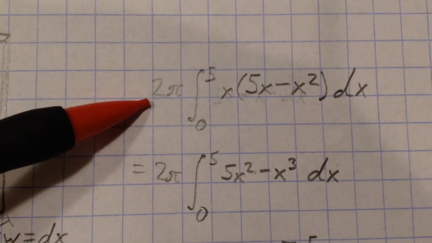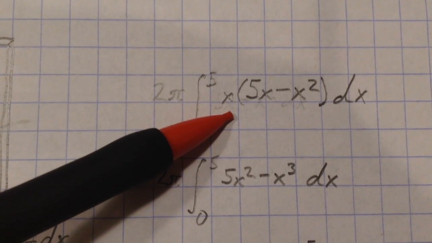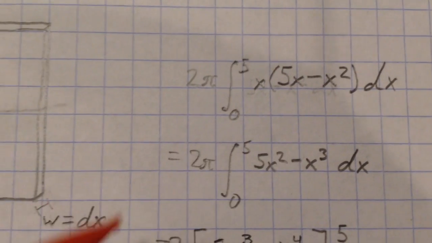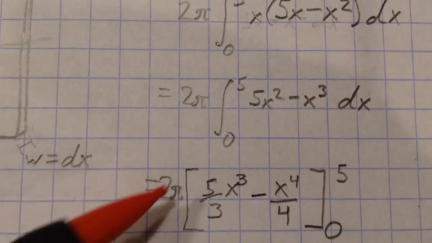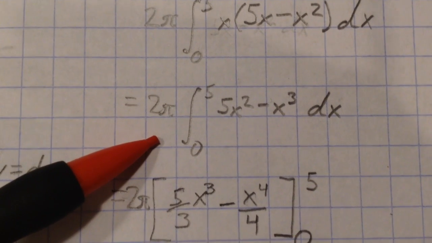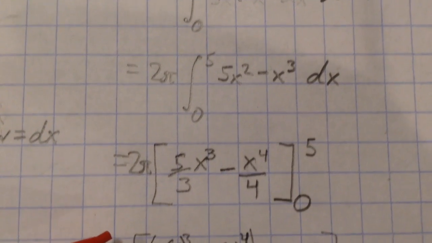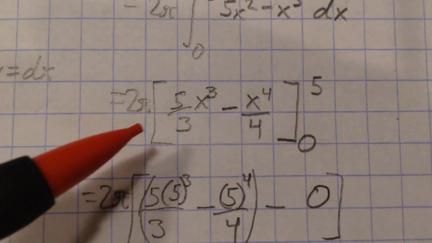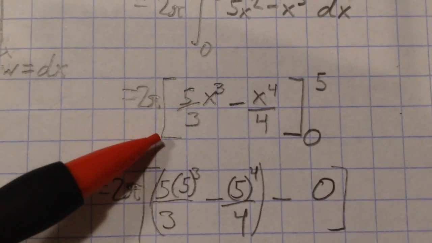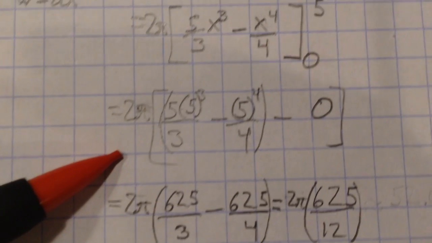So now you can go through and solve the integral from 0 to 5 with your x in for your radius and your function in for your shell height. Simplify, and within the integral you have 5x squared minus x cubed dx, and then you anti-differentiate to end up with 5/3 x cubed minus x to the 4th over 4 on the interval from 0 to 5.